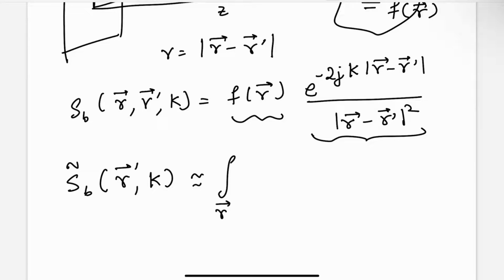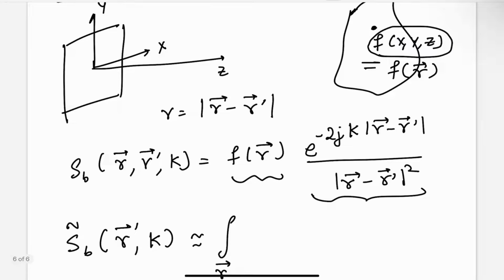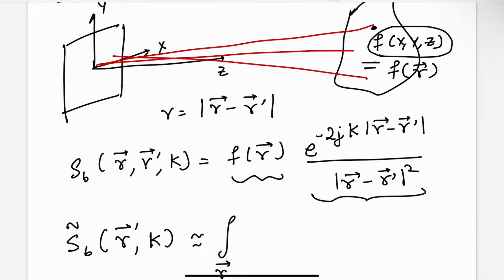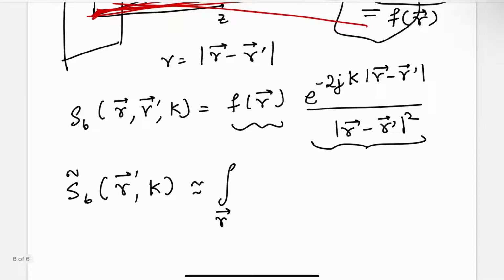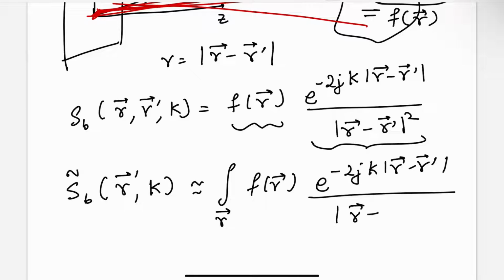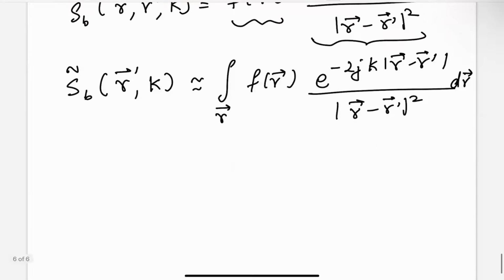So for all points, there's reflection basically from this point, this point, this point, all these points of the target contribute to your measured signal. Right? So you have to integrate, all of those add up essentially. F of r e to the minus 2 jk mod r minus r prime over mod r minus r prime squared dr vector. I'm saying approximately because, of course, there is noise and things like that, which I haven't included in this model. So this is sort of a simplified model.